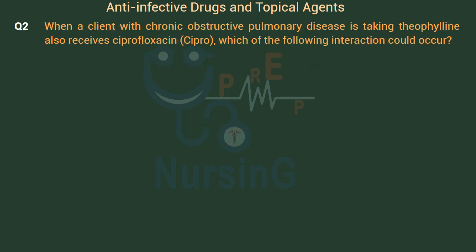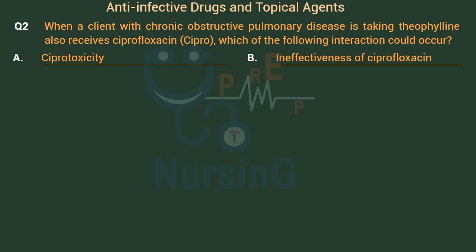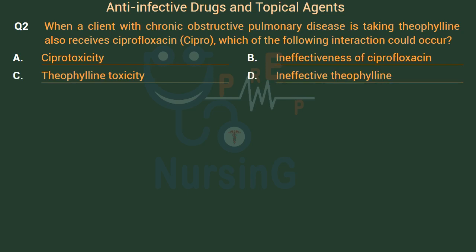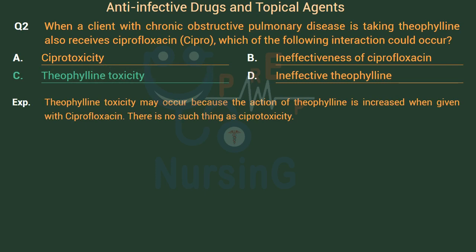When a client with chronic obstructive pulmonary disease who is taking theophylline also receives ciprofloxacin, Cipro, which of the following interactions could occur? Option A. Ciprotoxicity. Option B. Ineffectiveness of ciprofloxacin. Option C. Theophylline toxicity. Option D. Ineffective theophylline. Right answer is Option C. Theophylline toxicity. Theophylline toxicity may occur because the action of theophylline is increased when given with ciprofloxacin. There is no such thing as ciprotoxicity.